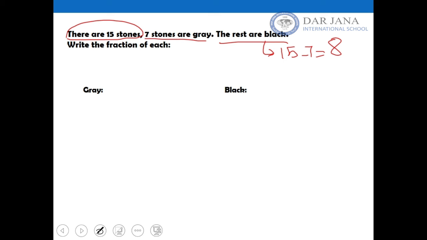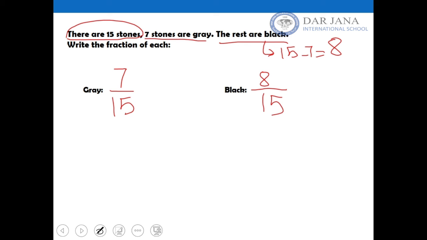If I want to write them as a fraction, remember, in the denominator will be the total number of stones, whether in the gray or in the black. So the total number of stones will be 15 and 15. The gray, they are 7. So the fraction of the gray, they are 7 out of 15. And the black, they are 8. And then it's going to be 8 out of 15.